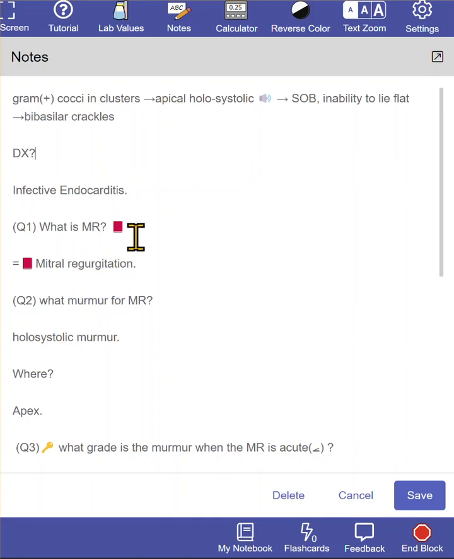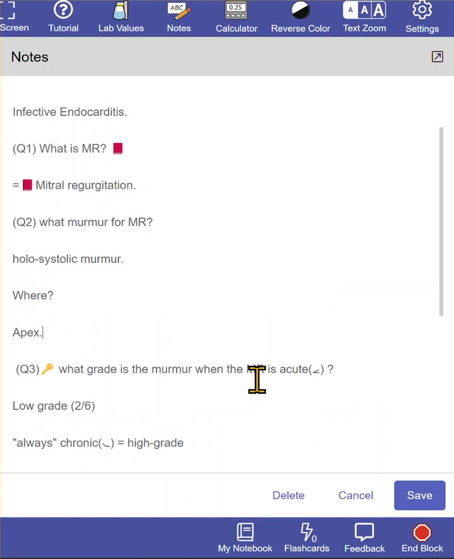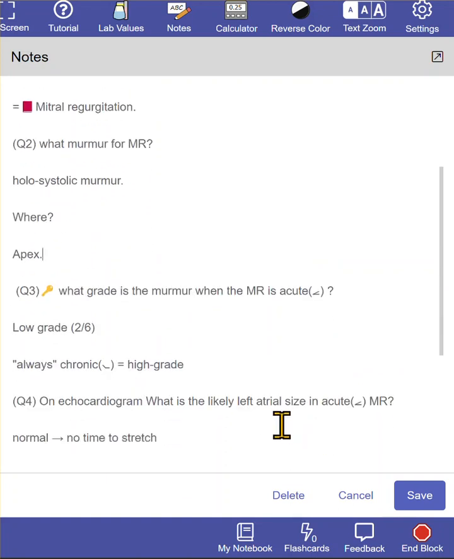So what is MR? Mitral regurg, right? What murmur for mitral regurg? It's holosystolic, because regurgs tend to be holo, meaning the entire duration. They're not crescendo-decrescendo, because the cause of crescendo-decrescendo would be like stenosis, narrowing. So where? The apex, right? When you're thinking MR, you're thinking endocarditis, right? Not always, but it's a very common cause.